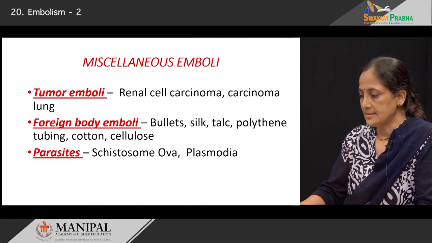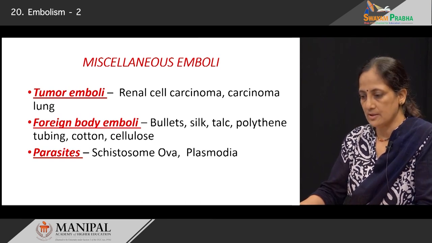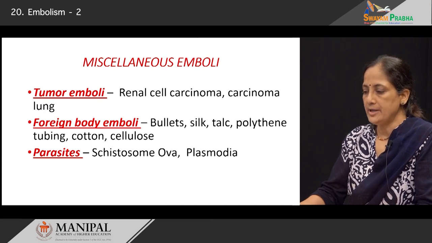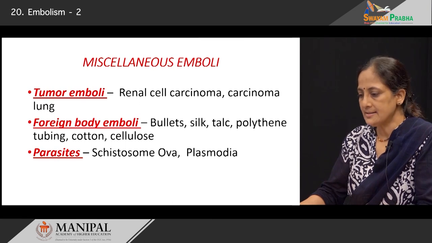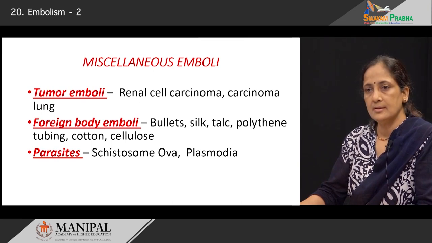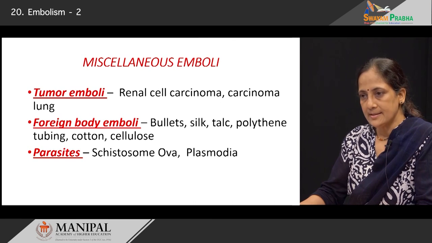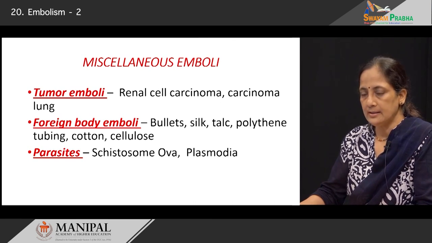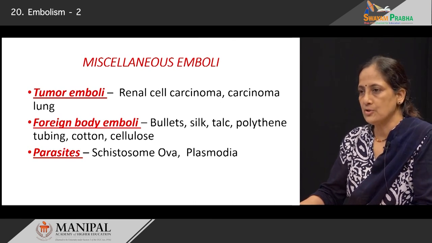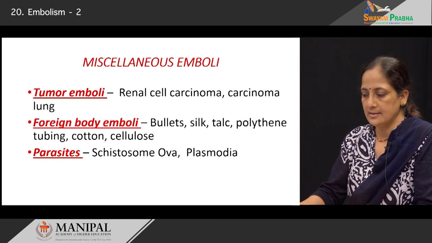A number of other types of emboli are described. Tumor emboli are seen quite commonly in renal cell carcinoma and carcinoma of the lung. Foreign body emboli are seen, such as bullets, silk, talc, sometimes polythene tubing used in catheters, cotton fibers used to cleanse before venipuncture, and cellulose. Parasites like schistosome ova and plasmodium are also known to cause emboli in the circulation.